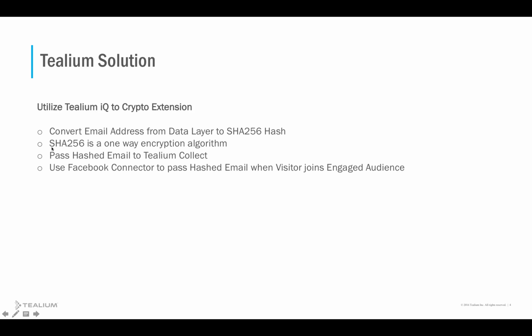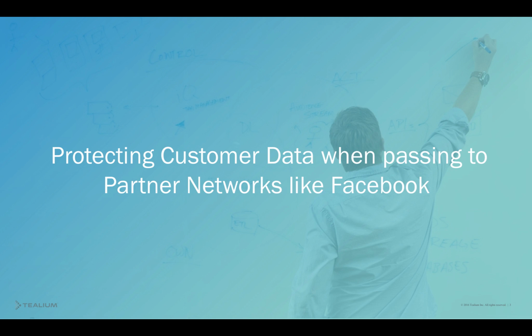What we're going to do in today's challenge is take a plain text email address that is passed from the data layer. We're then going to convert that to a SHA-256 hash. A SHA-256 hash is just a one-way encryption algorithm. Then we're going to take that hashed email address and pass it along to Telium Collect, and Telium Collect is going to pass that to the Universal Data Hub, where Telium's audience stream can decide whether a user has joined an audience. In this case, we're using the engaged audience, and when they do, we're going to use Telium's Facebook connector to pass the hashed email to Facebook. So let's go ahead and look at what that looks like inside of Telium.